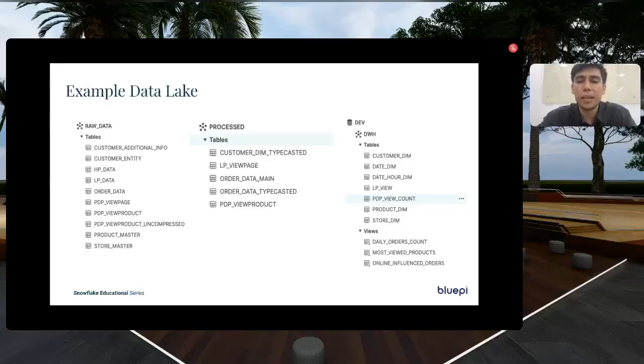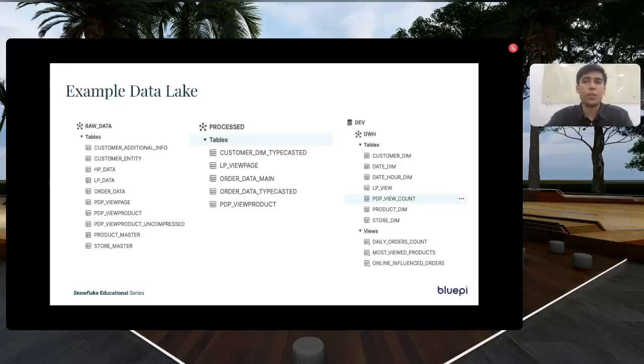Then from processed to the data warehouse schema, I'm doing some data modeling. I'm making my data marts, and all the tables are in relational format only. Of course, the storage is not row level; it's columnar. But since it is like this, it is very easy to do your data analytics over.